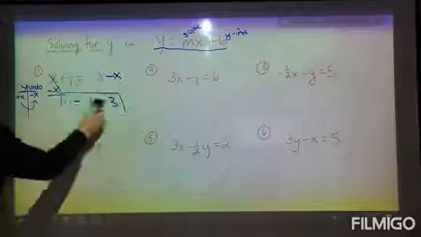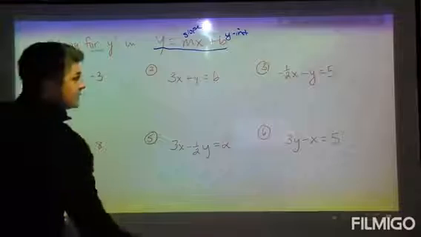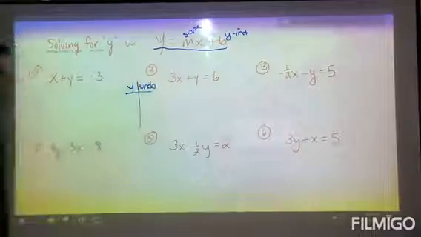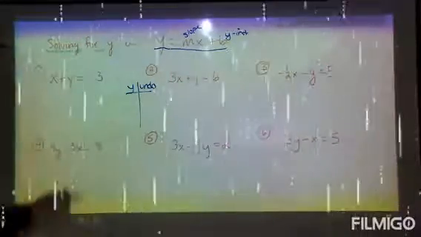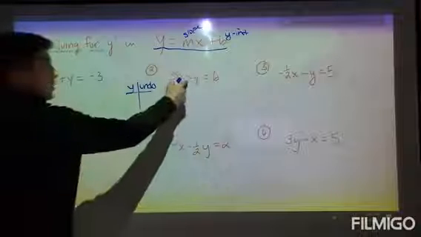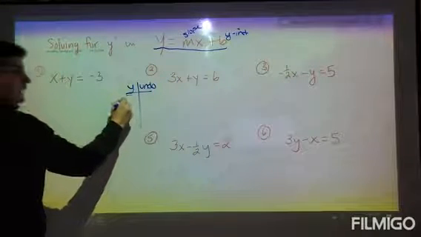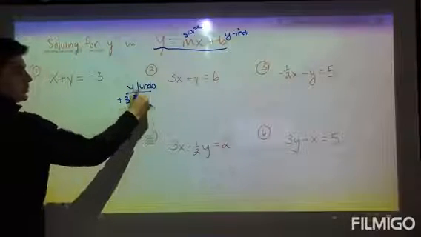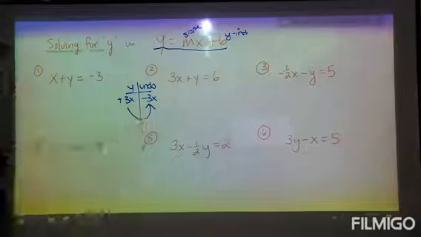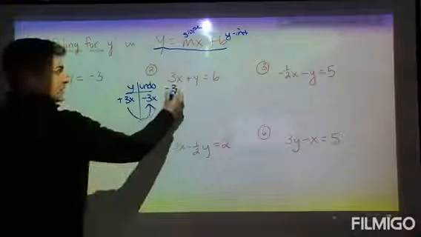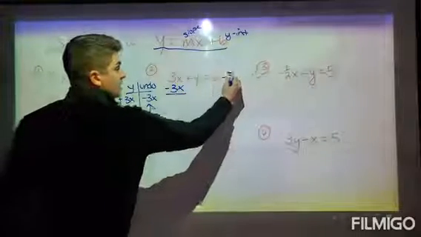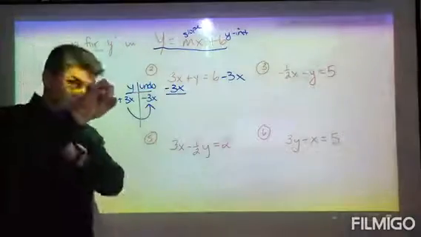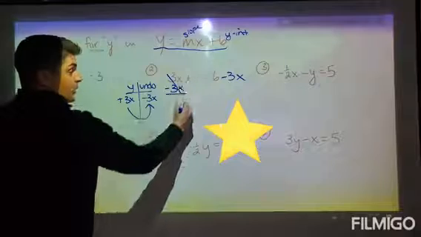On the next one, same thing. We have 3x plus y equals 6. Y is not by itself. So what we need to do is try and get y by itself. So what's happening to y? Well, you're adding 3x to it. Nothing else happened to y. So now let's undo that. Let's subtract 3x from both sides. So minus 3x, minus 3x. 3x minus 3x, 0. We have positive y by itself.